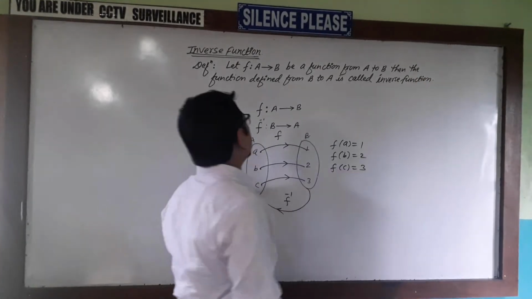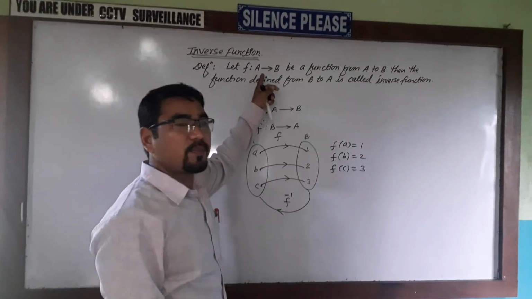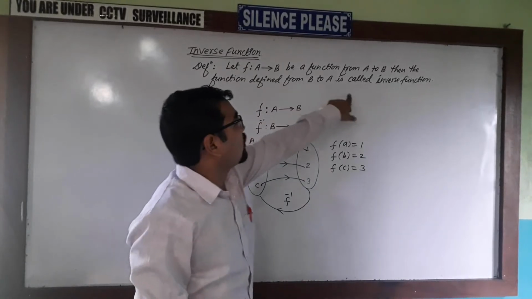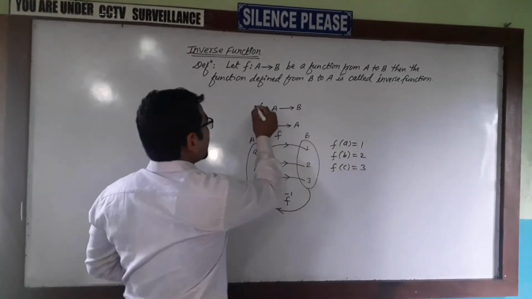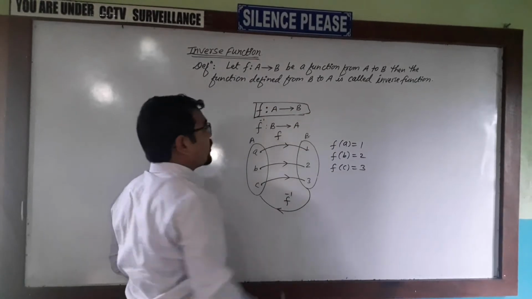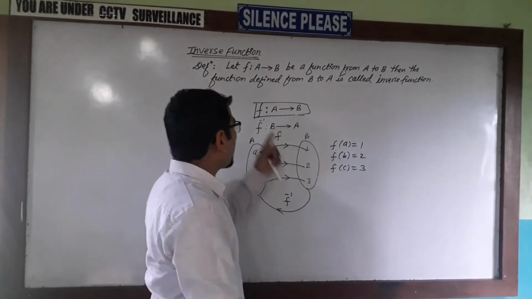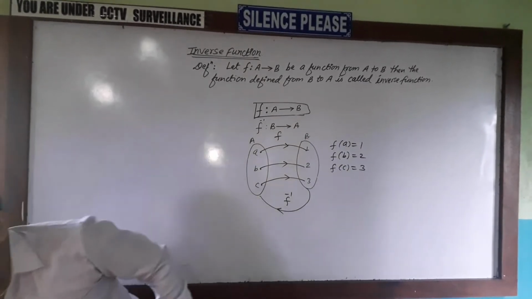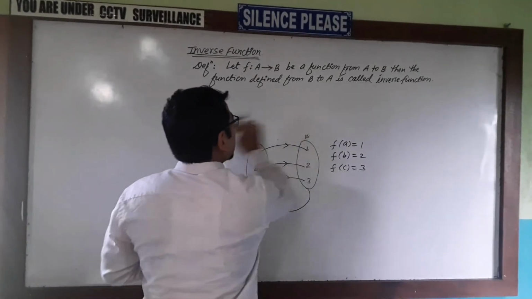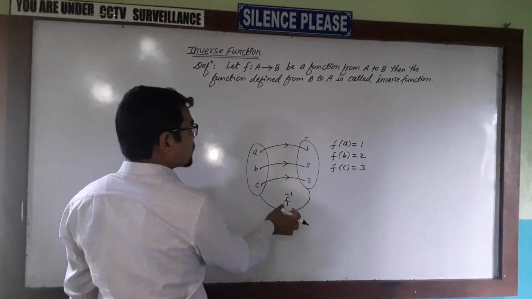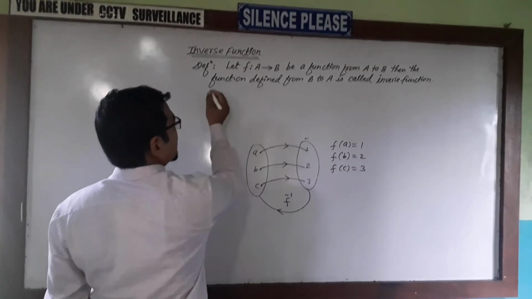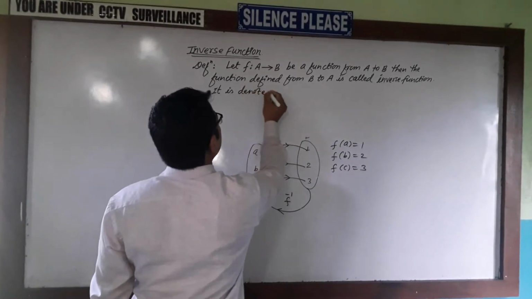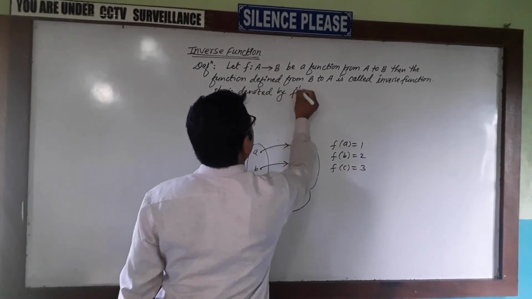Everybody, suppose f is a function from A to B, then a function defined from B to A is called the inverse function. Like this, f is a function from A to B, then a new function defined from B to A is called the inverse of a function. The inverse function is denoted by f inverse. So like this we can write.